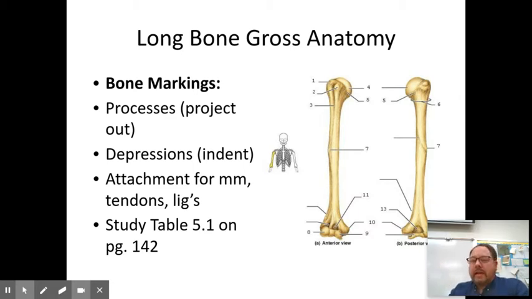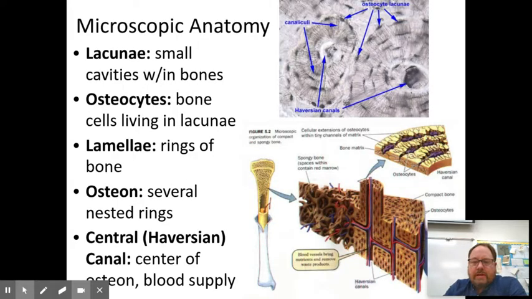So you can look at the skeletal remains of an organism and get a sense of where muscles attach and how big those muscles are based on the features of long bones. Okay. So this references a table to look at, which helps identify some of the markings. Okay, now rather than looking at bones on a larger scale, let's zoom in particularly on the compact bone, the stuff on the outside.